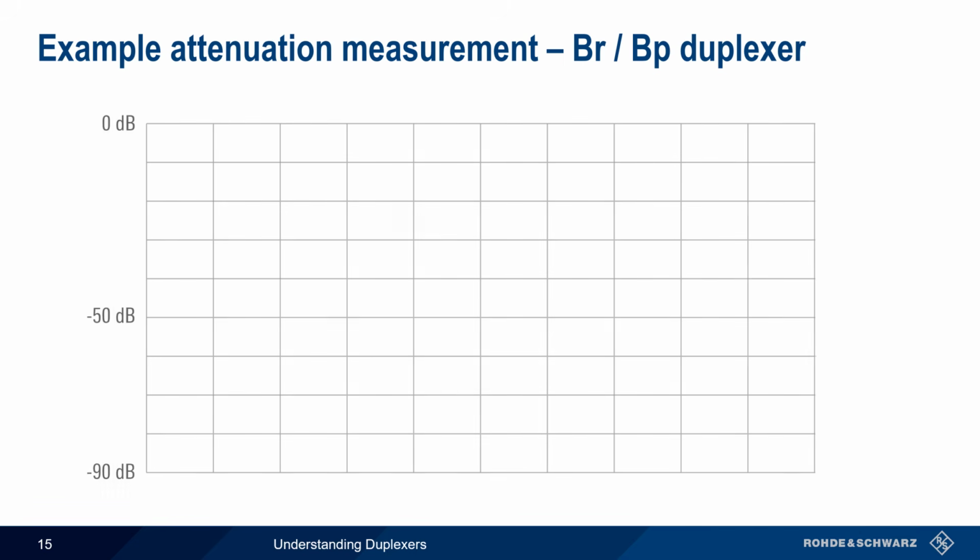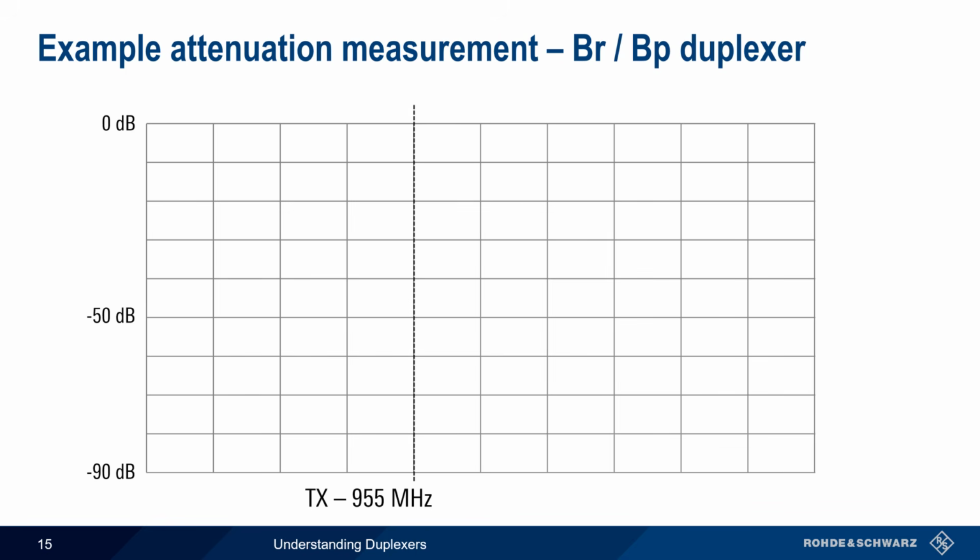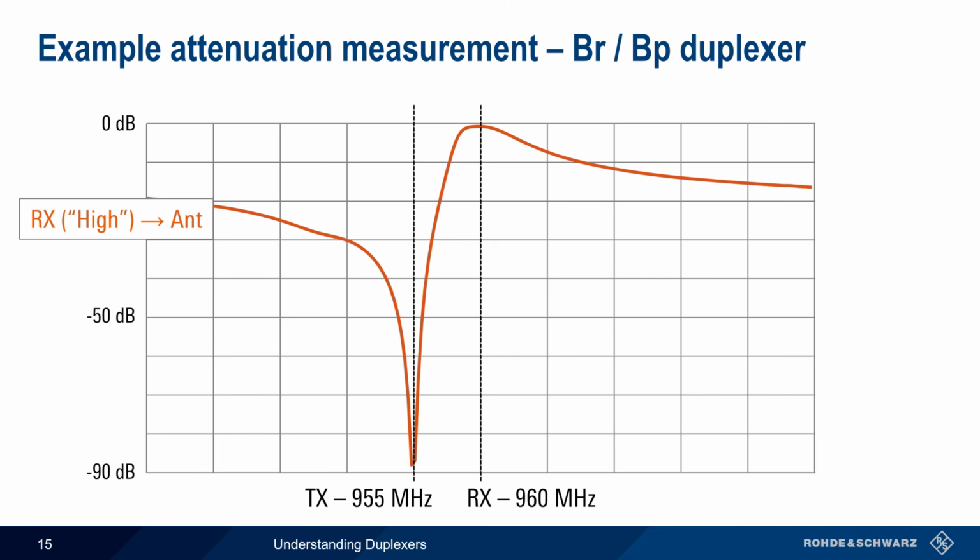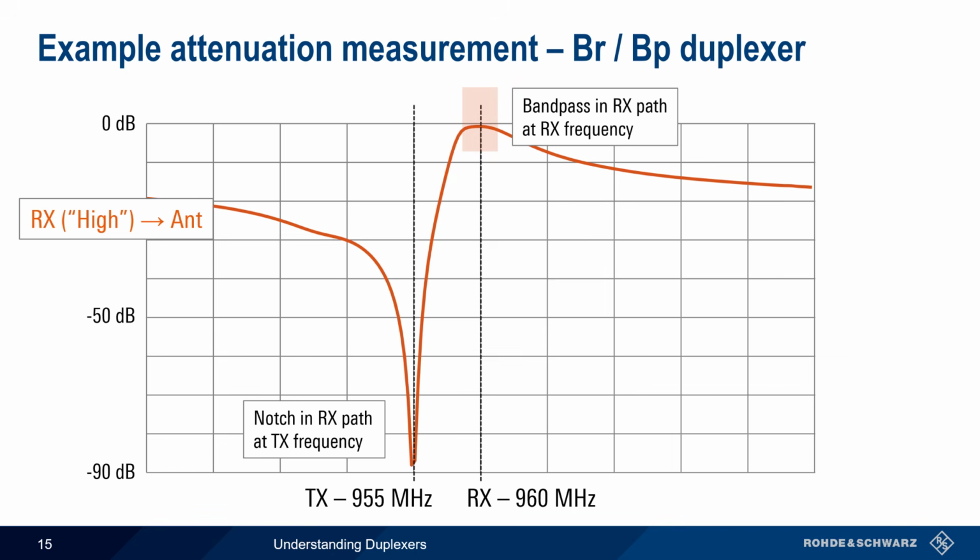Next, we'll look at a duplexer that uses both band reject and band pass filters. Here, the transmit frequency is 955 MHz, and the receive frequency is 960 MHz. Measuring from the RX port to the antenna port, we again see a deep notch at the transmit frequency. But we also see a band pass response at the receive frequency.